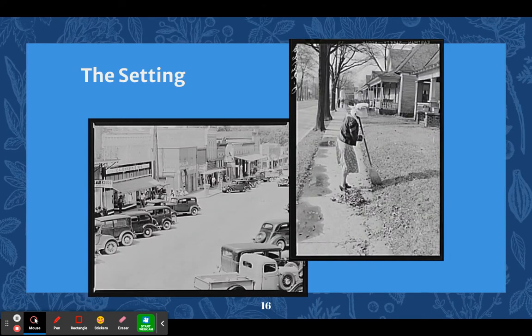Here's just a couple pictures of what life might have looked like in the 1930s. Here's like a main street with businesses, and you can see what the cars looked like. And then here's just a person out tending their yard, just so you can kind of have an idea of what you can visualize as we're reading.